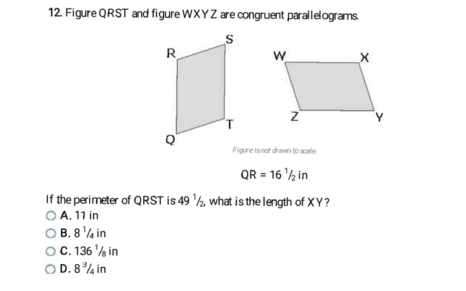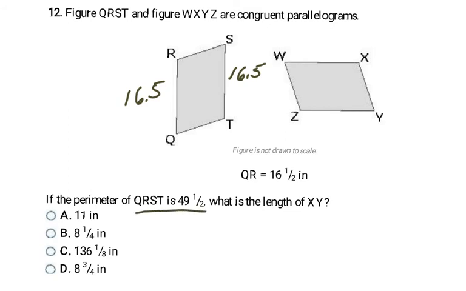Okay. The figure of QRST and figure WXYZ are congruent parallelograms. So I know the perimeter of QRST is 49.5. So what is the length of XY? Well, I know here everything matches, and it also tells me that QR is 16.5. So since I know that these are parallelograms, I know that the opposite side is also 16.5. And I know the entire perimeter is 49.5.